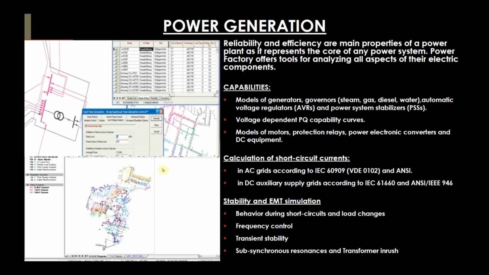In power generation, stability and EMT simulations can also be done, and with that help, behavior during short circuit and load flow changes, we can analyze our power generation behavior. Frequency control features, transient stability, subsynchronous resonance and transfer interrupt facilities are there to analyze power generation. So these are some basic features of DIgSILENT PowerFactory which are capable of analyzing power generation.